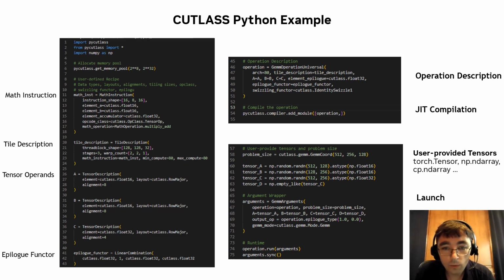On the right-hand side, we put these ingredients together to form the complete operation, in this case, a universal GEMM in CUTLASS. And then we invoke JIT compilation by adding the operation to a module. Then at runtime, we use the CUTLASS Python API to adapt NumPy tensors that are created in device memory and wrap those in a CUTLASS GEMM argument structure. Then we pass this to the CUTLASS operation and launch the grid. That's it. That's all that's needed to instantiate a CUTLASS GEMM.